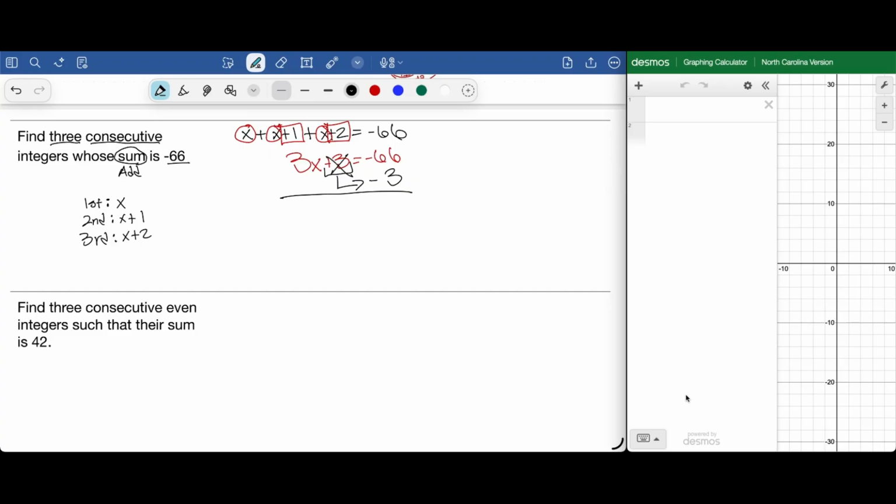That one is gone because I moved it. Now we got negative 66 minus 3. That's going to give me negative 69. And then I just bring down my 3x.